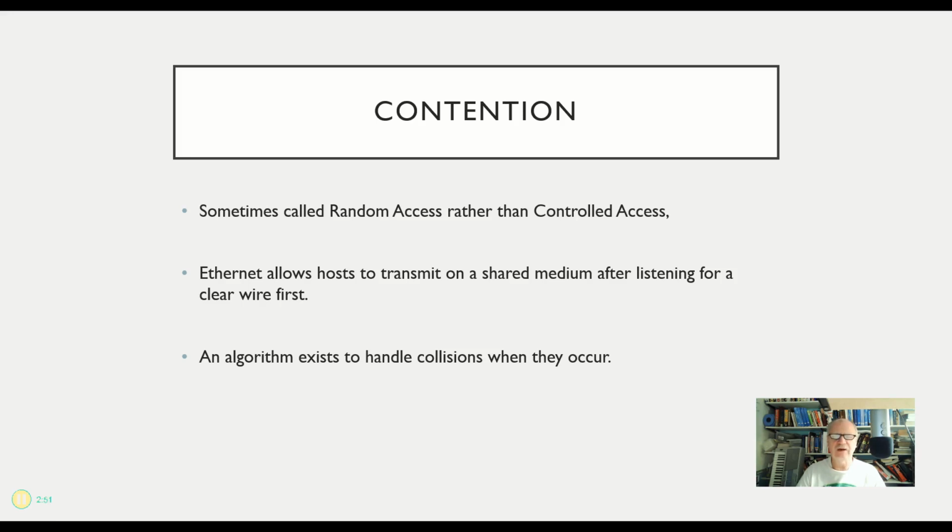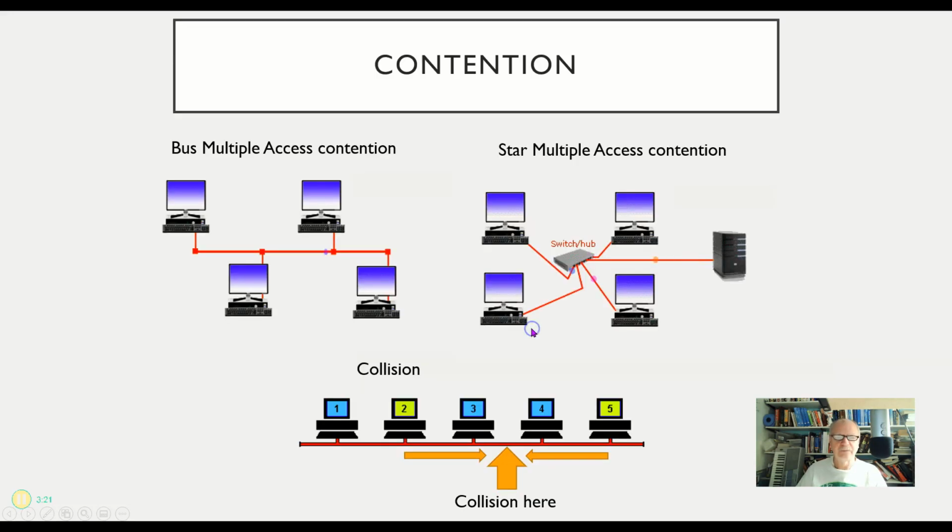So I've got a bunch of devices, typically in a star, although it could be in a bus formation. And any device at any time can listen and see if it's clear to transmit. And then when it is clear to transmit, it can go ahead and transmit. It's going to listen first and then transmit. And then if collisions occur, which they will, then it has some means of dealing with those, which we will talk about later on.